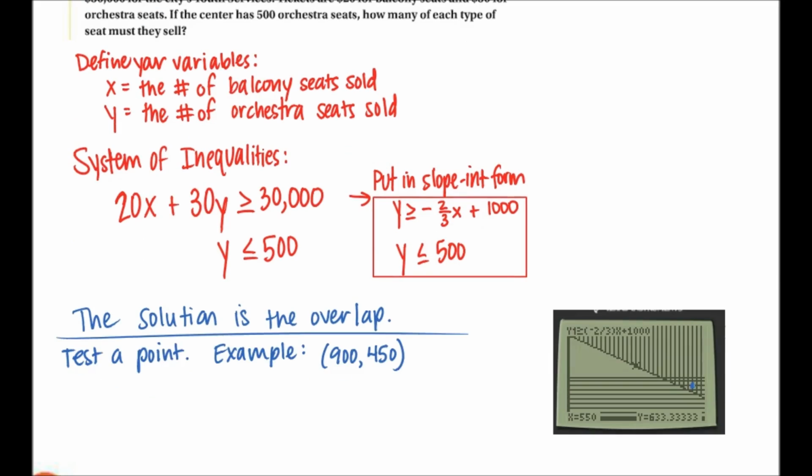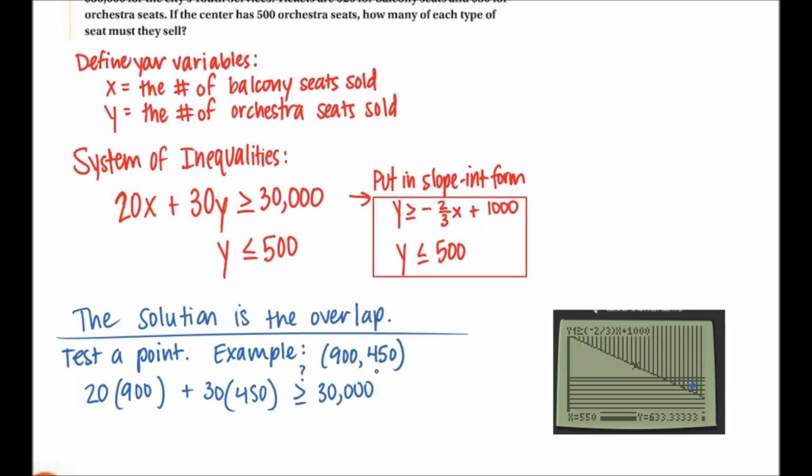Now let's test a point. I'm going to choose the coordinate 900, 450. That is a solution of the system because it is in the shaded region, as you can see right here. And now, as usual, when we're testing a point, we want to plug that point in for both of the inequalities to ensure that it works. So let's use the first one: 20 times 900 plus 30 times 450. Is that greater than or equal to 30,000?